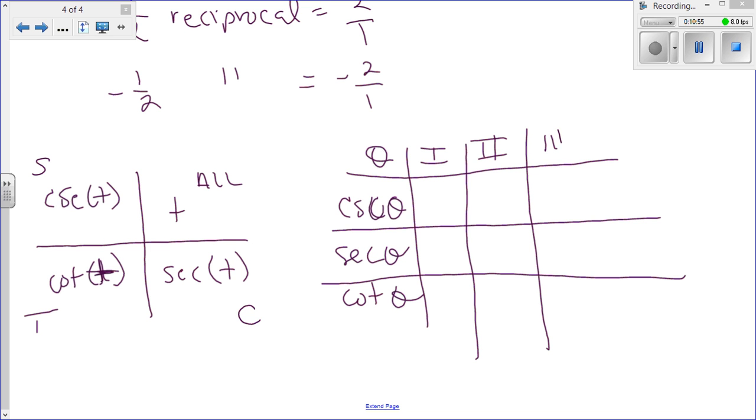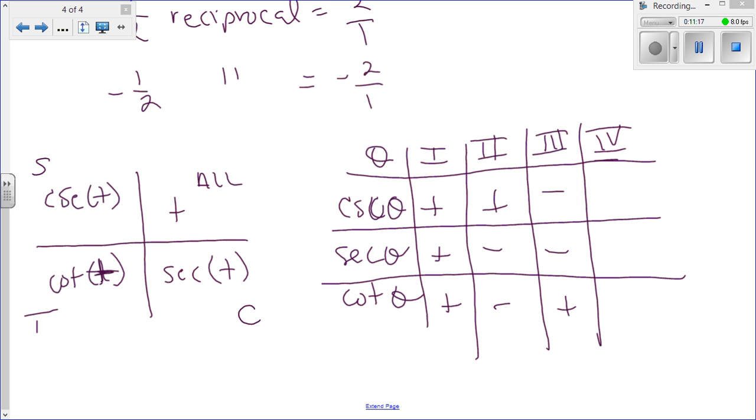This is just like the other chart we did, figuring out what's positive in what quadrant. In quadrant 1, they're all positive. In quadrant 2, sine is positive, so cosecant's positive, and secant and cotangent are negative. In quadrant 3, tangent's positive, so cotangent's positive, and secant and cosecant are negative. And in quadrant 4, cosine's positive, so secant is positive, and cosecant and cotangent are negative.